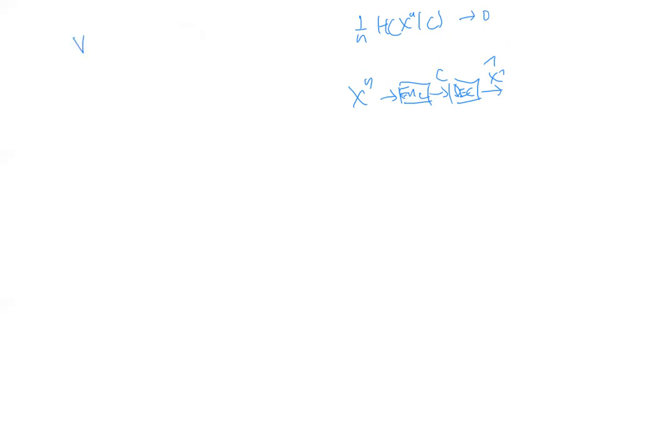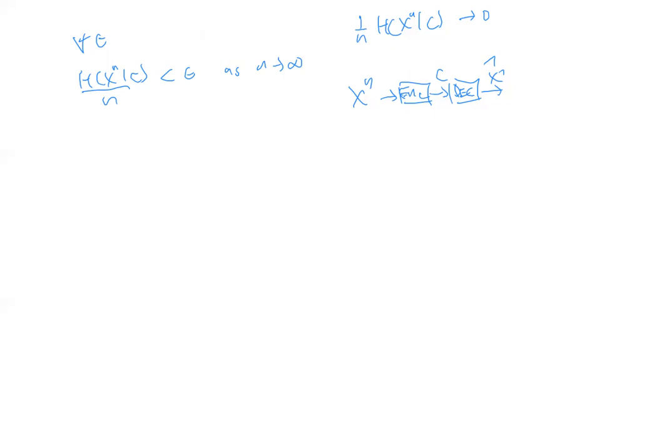What does that mean is, for any epsilon, H(Xn given C) over n should be less than epsilon for some n, or as n goes to infinity. So I can find a big enough n such that this is less than epsilon.